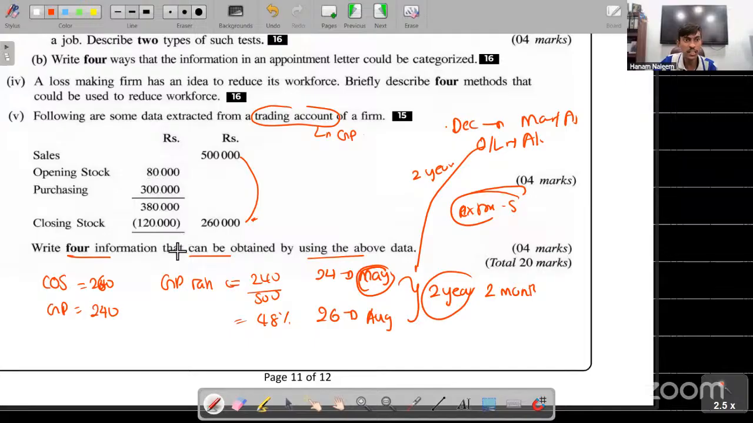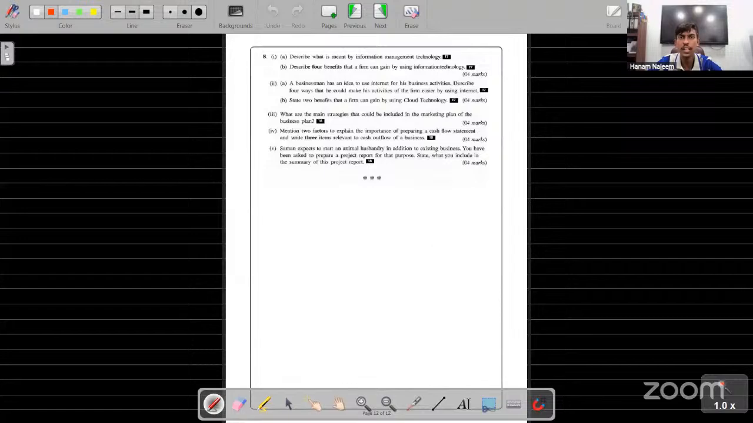Then you can also say debtors turnover. Our debtors turnover is sales, but it's bad to go with debtors turnover because we don't know whether it is credit sales or cash sales. It's better to go with inventory turnover. Inventory turnover is cost of sales, 260, and average inventory is opening stock plus closing stock divided by 2. If you add these two and divide by 2, 120 plus 80, 200, so it's 100. So 2.6 times. These are the pieces of information you can write with this trading account. Yes, you have to write the values also. It's better if you write the values.